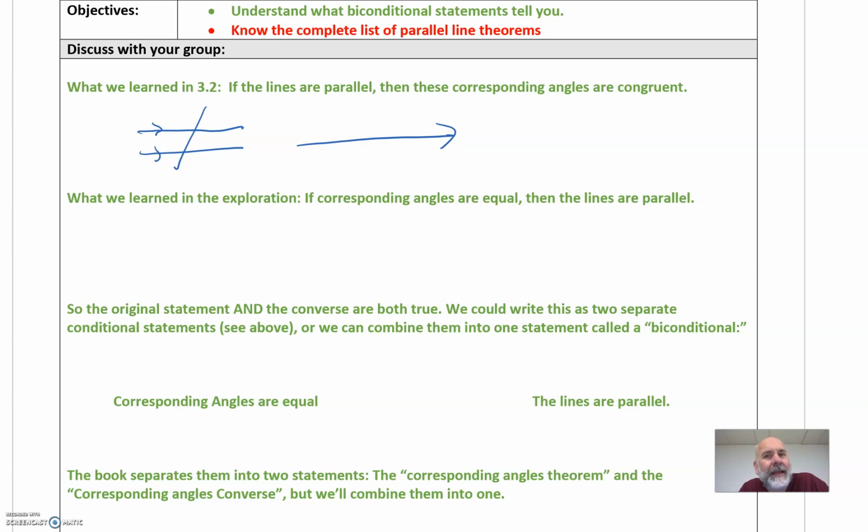Hey, CL Prep, Guided Notes 3.3. And here we're going to learn about it's kind of the proofy part of dealing with parallel lines and their angles. So let's get started.